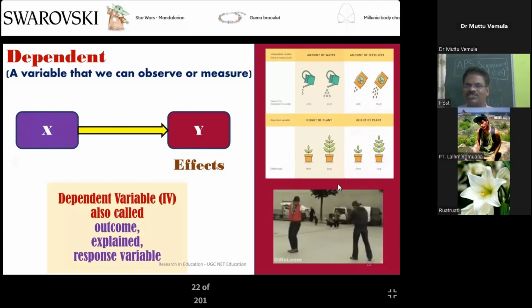Now here one example is given. See, amount of water poured versus amount of growth in the plants. Now what is the outcome? Amount of growth. So therefore that is the dependent variable. What is the cause? The cause is the amount of water given to that plant. So this amount of water given to the plant is the independent variable. Amount of growth, as an outcome, as a response to the amount of water given, is the dependent variable. All right. Hope it's clear, and we will move on from here.